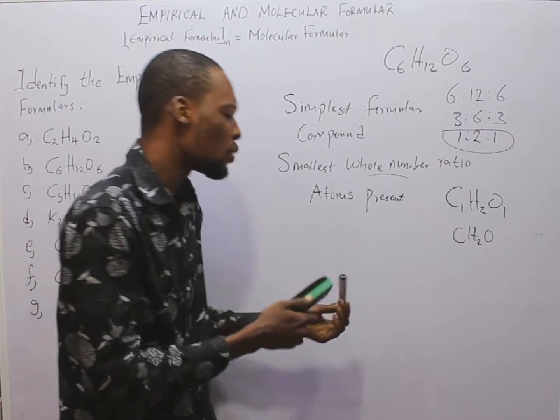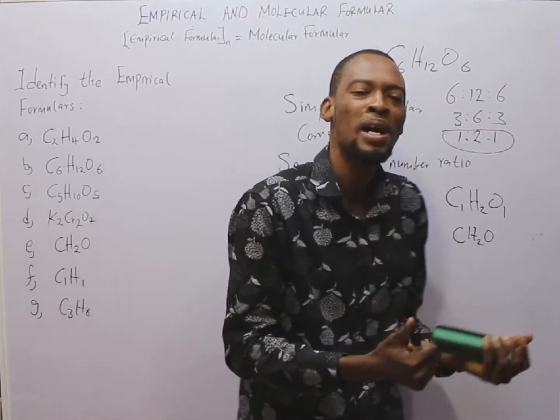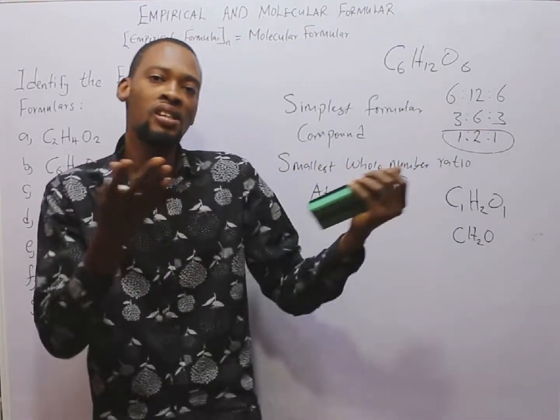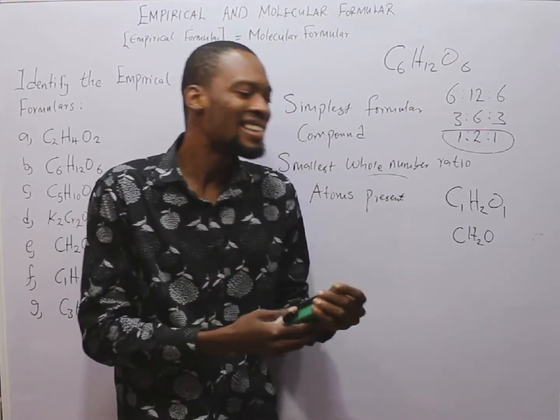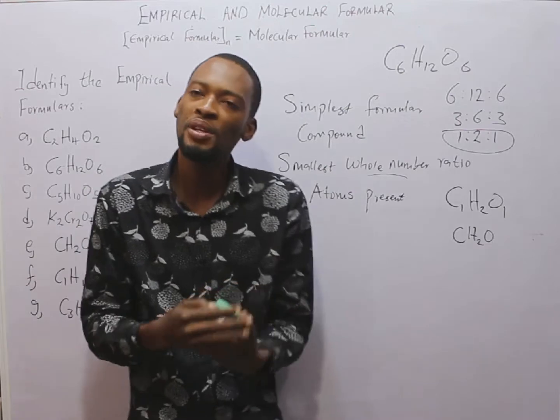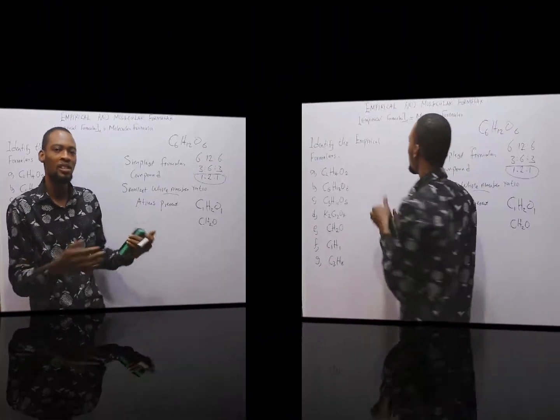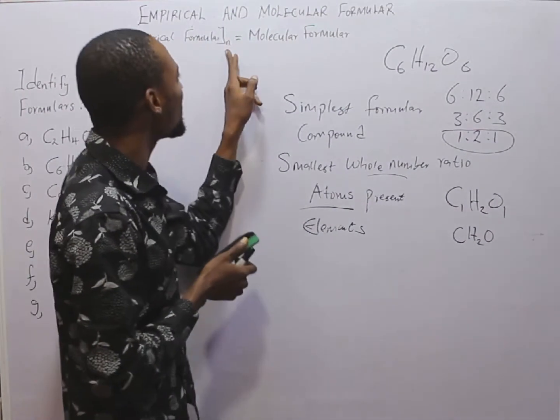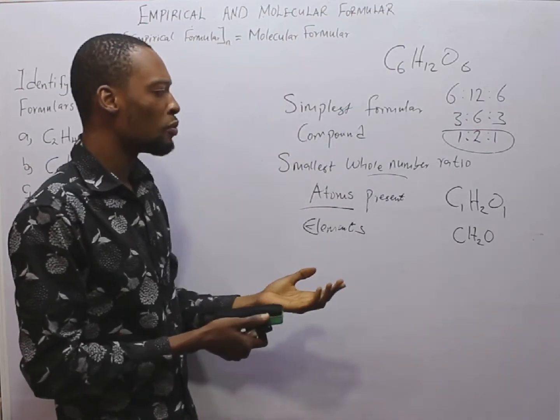Now, this simplest form, does it show us the actual number of atoms present in carbohydrate? No, it just shows us the smallest ratio. That is the whole idea of empirical formula and molecular formula. Empirical formula times n is equal to molecular formula.